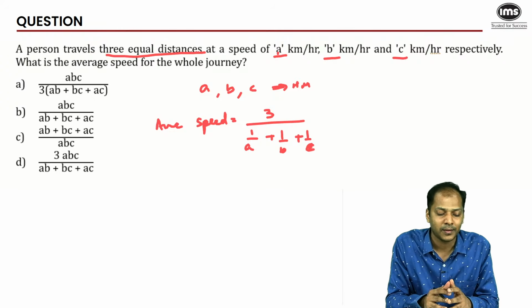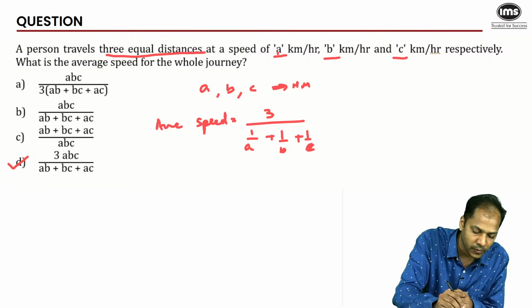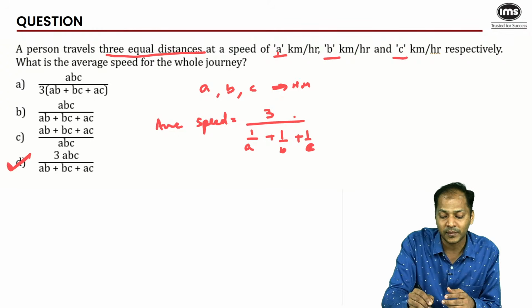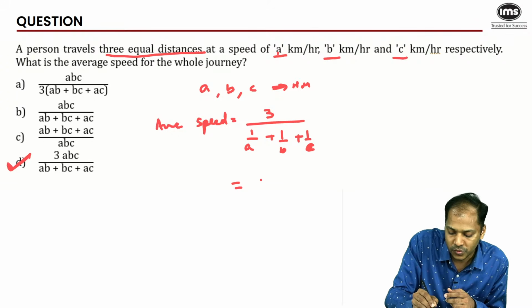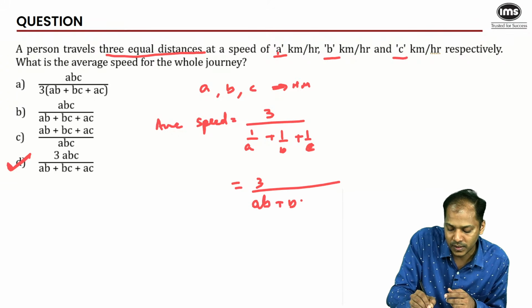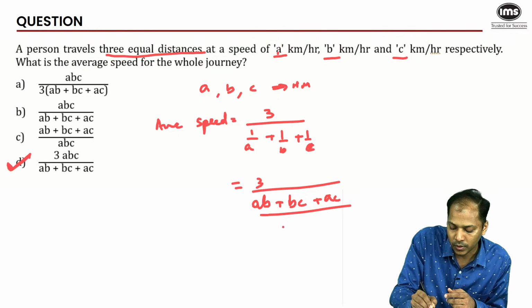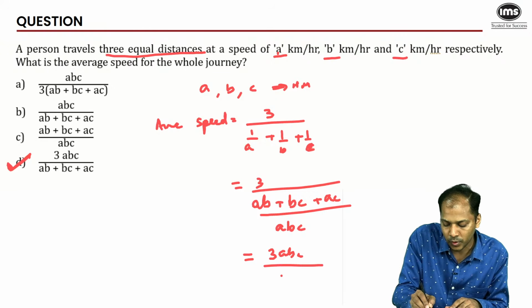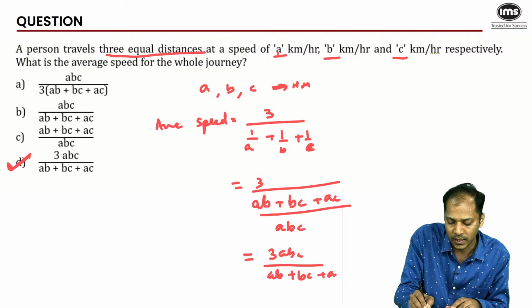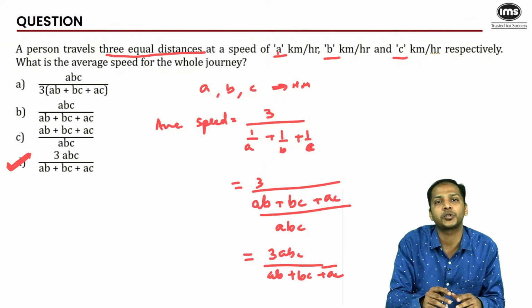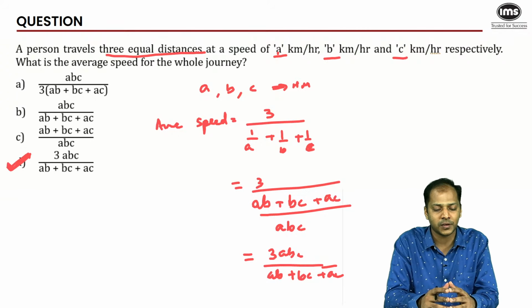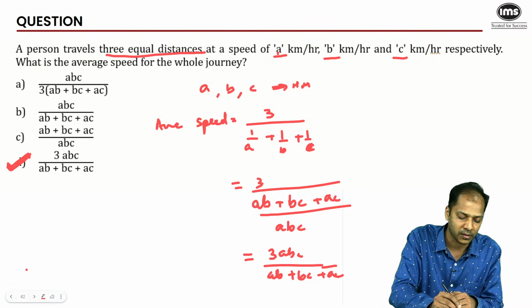The numerator should have a 3. Only one option had a 3 in the numerator. The correct answer to this question is option D. So this would be 3 upon (AB plus BC plus AC) upon ABC, which ultimately would become 3ABC upon AB plus BC plus AC, and hence the answer to this one is option D. Okay, so it's a theory question. Someone who would have done this theory well would be able to answer this question pretty easily.